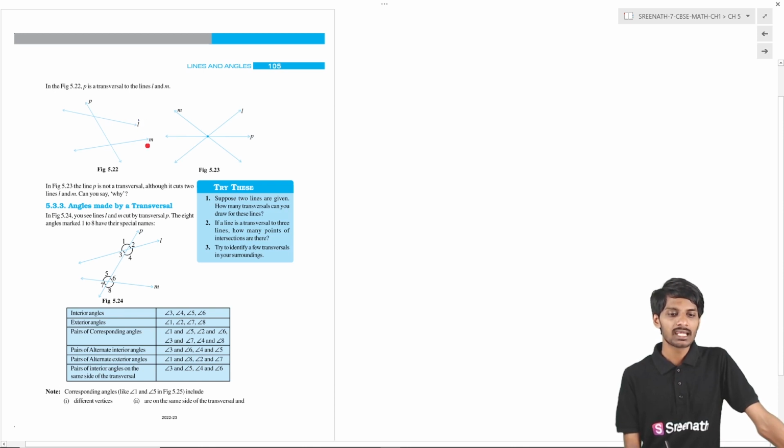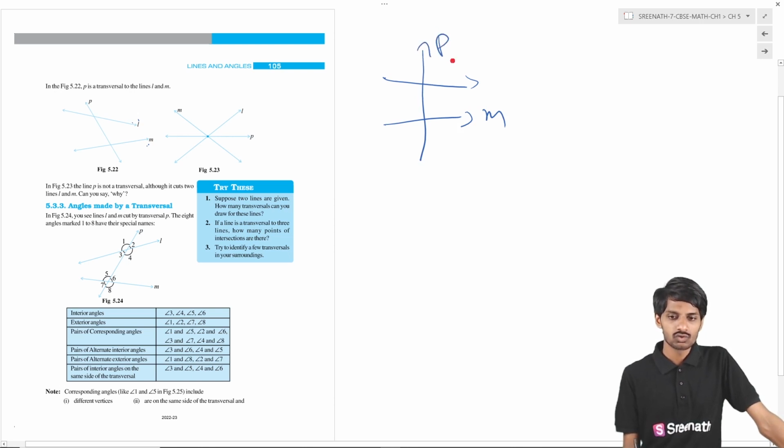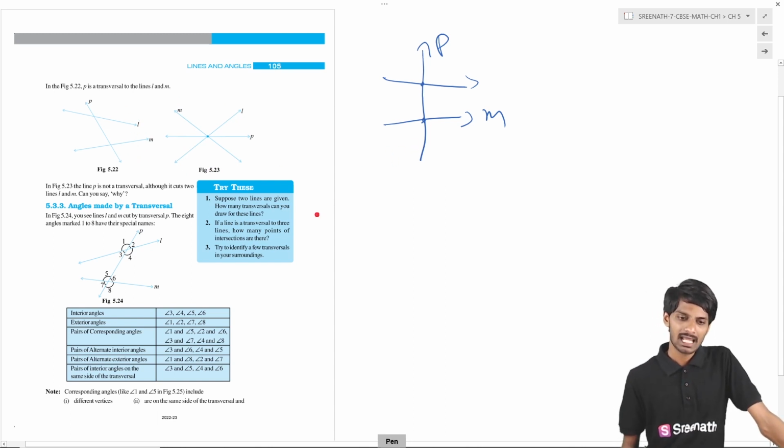So here L and M are 2 lines. There is a transversal P, which is intersecting the first line at some point and the second line at some point. So this is a transversal. But here P is not a transversal, because even though it intersects 2 lines, it does so at only one common point. So this is called a transversal, students. I think you have understood about transversal.